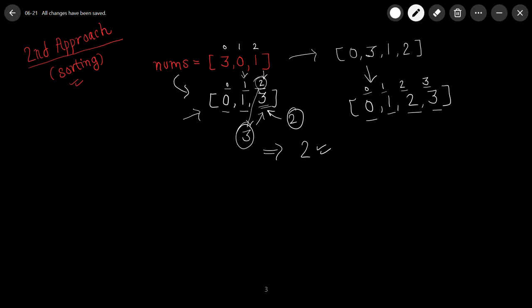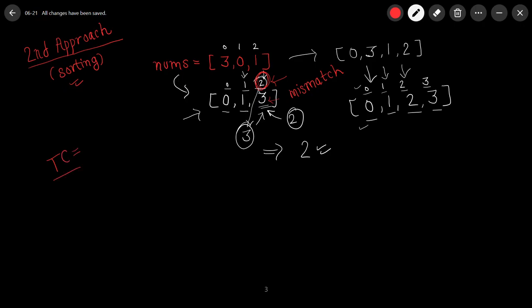So we would just check: as long as the index values and the element values are the same, there is no problem. We will keep moving further. But as soon as we encounter a mismatch, like here we got index 2, but the value was 3, there is a mismatch. And as soon as we find a mismatch, we would return the index value as our answer. So this was the second approach.